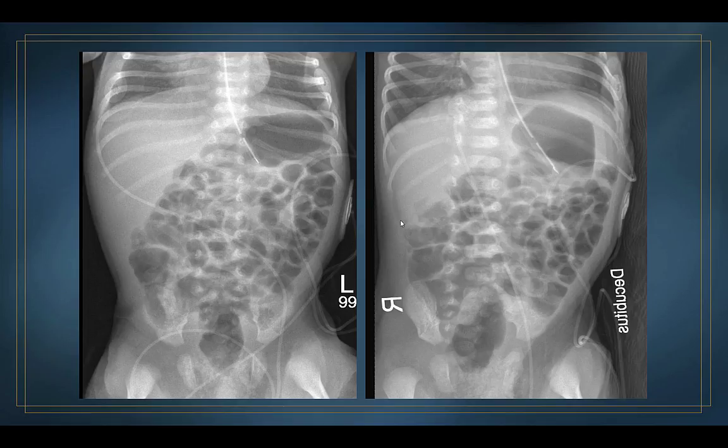I actually got called in very early in my time here because they thought that was a pneumoperitoneum because you saw it on the decube and not on the supine. But that mistake really shouldn't be made because it's really not loosened enough to be free air.